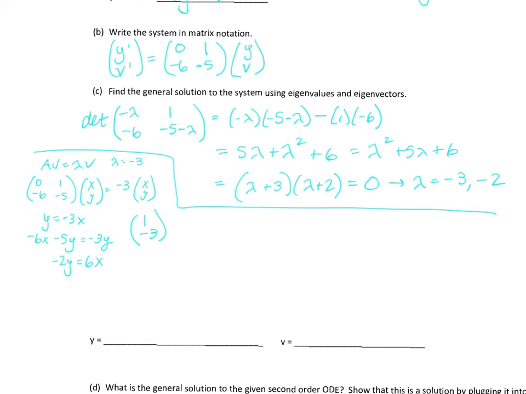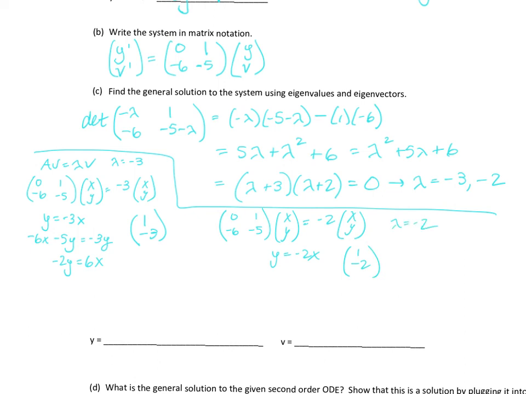And then I do it again for lambda equals negative 2. So I have (0, 1; negative 6, negative 5) times (x, y) equals negative 2 times (x, y). So this says y equals negative 2x. The second equation is going to be redundant. An (x, y) pair that makes that equation true would be (1, negative 2). This is for lambda equals negative 2.